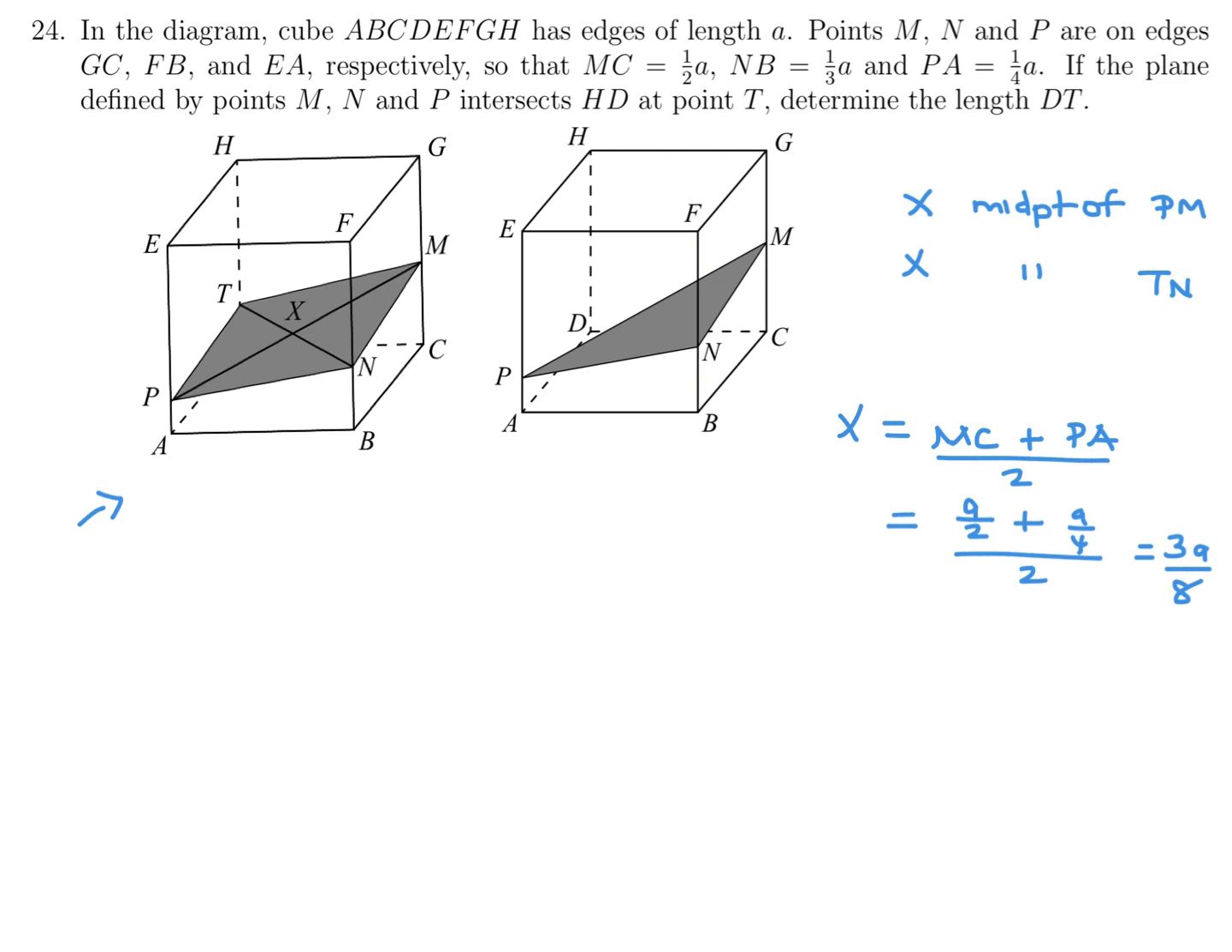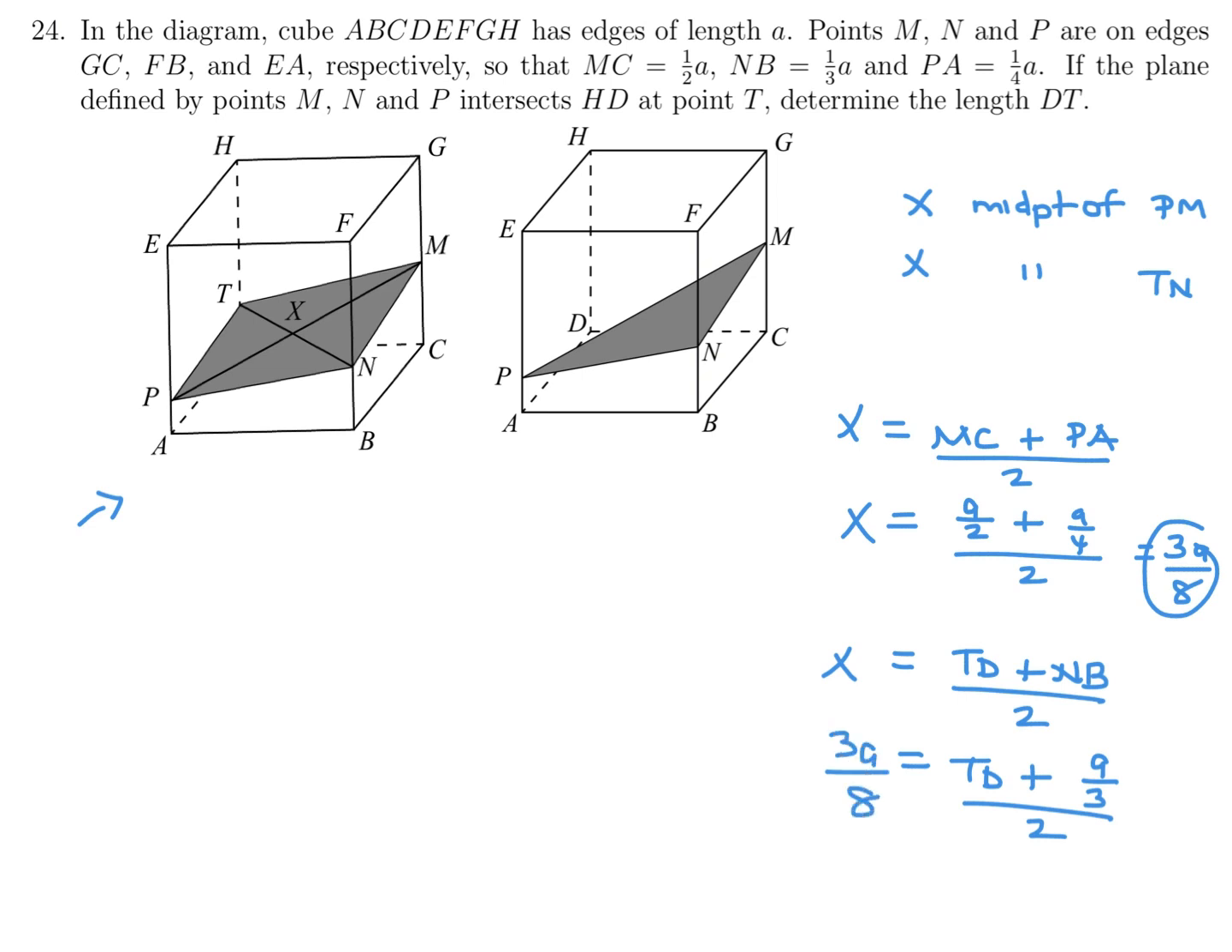Got it? And in a very similar way, since X is the midpoint of TN, it would be equal to TD plus NB all over 2. So that's going to be TD plus A over 3 all over 2. And X we just figured out was 3A over 8, so let's put that in there. And then I guess I can solve this.